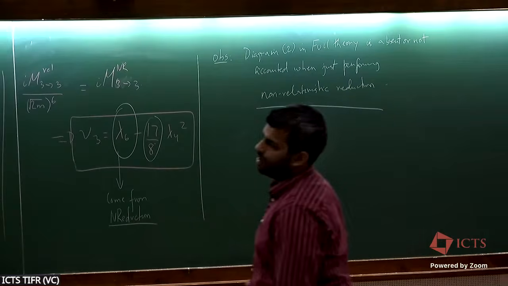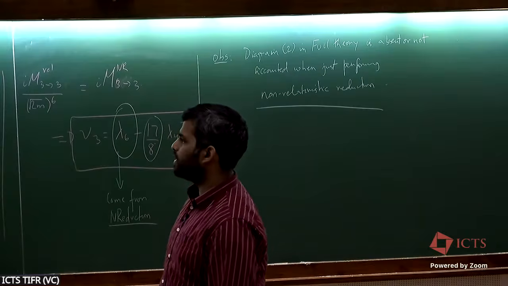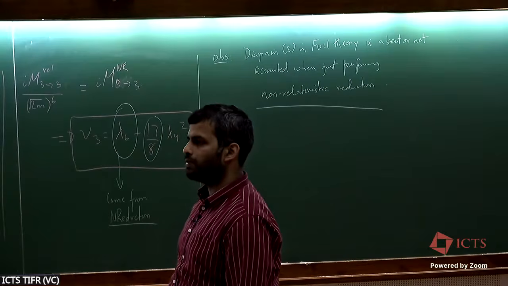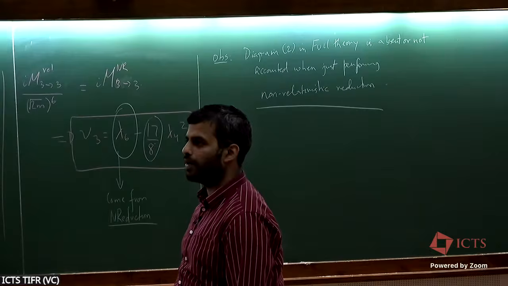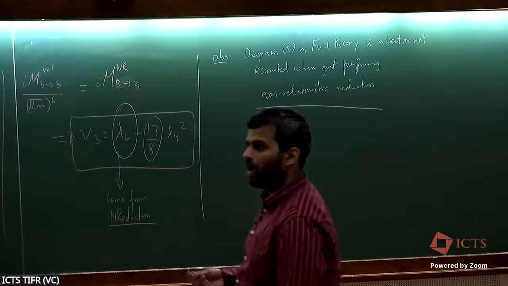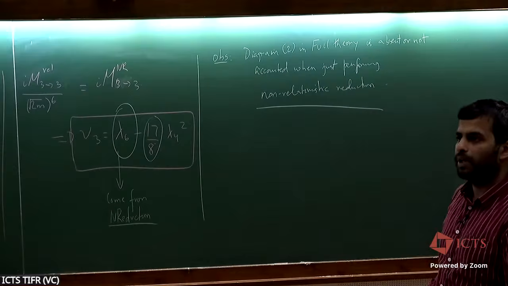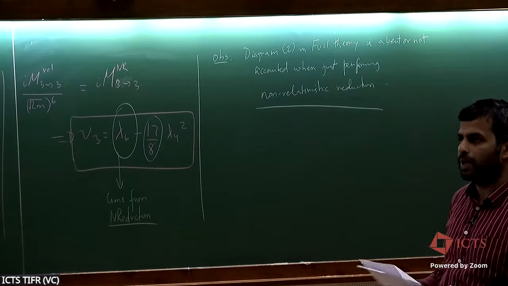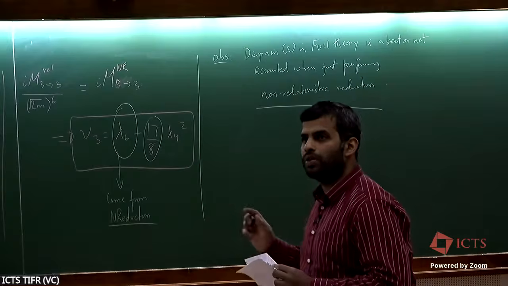So that's the main thing. As you keep increasing the number, like 4 to 4 scattering or 5 to 5 scattering or one loop scattering, the complications get higher and higher. But this is a simple example that demonstrates how the matching is done. Okay. Any questions?